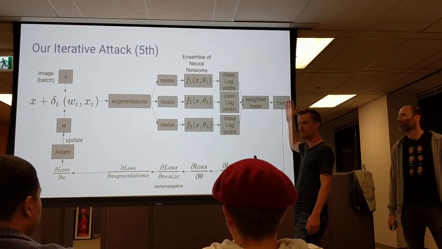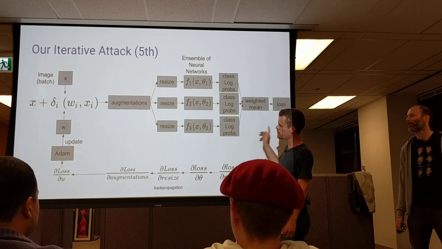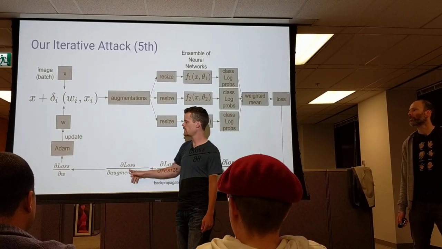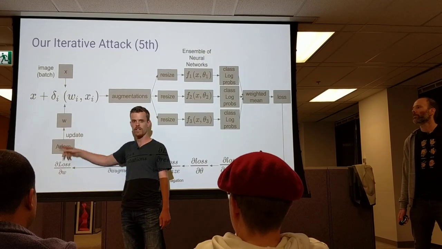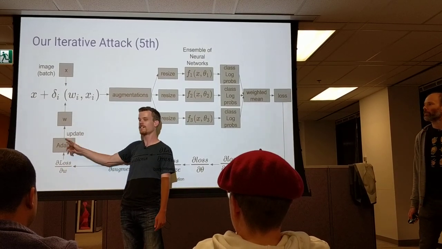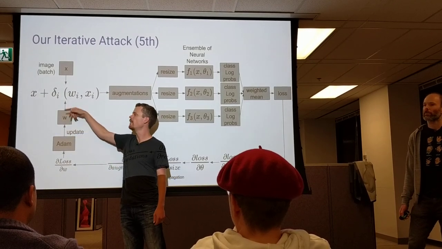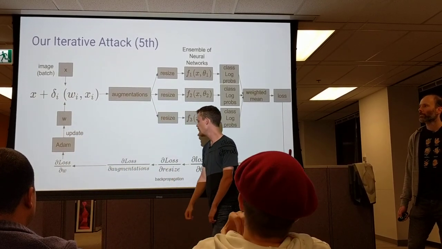Again, you have this target, we want it to say something specific, and we do derivatives all the way back through resize, through augmentation, back to this weight, this matrix that I've changed. I now get to use Adam because there are no constraints, so I give that to Adam, and it gives me an update, and then I make a change, and I loop again.